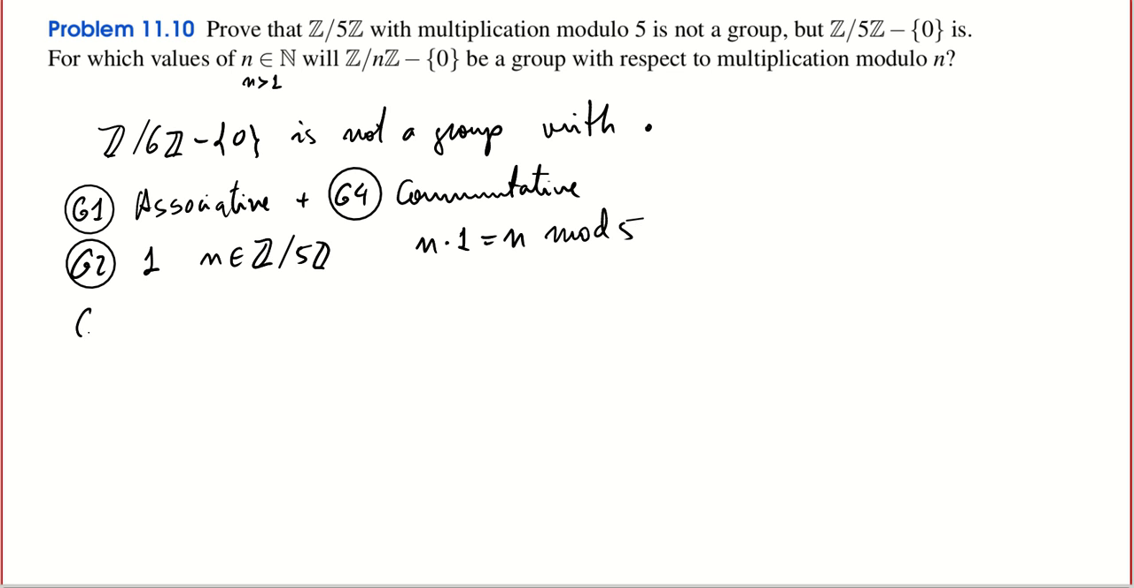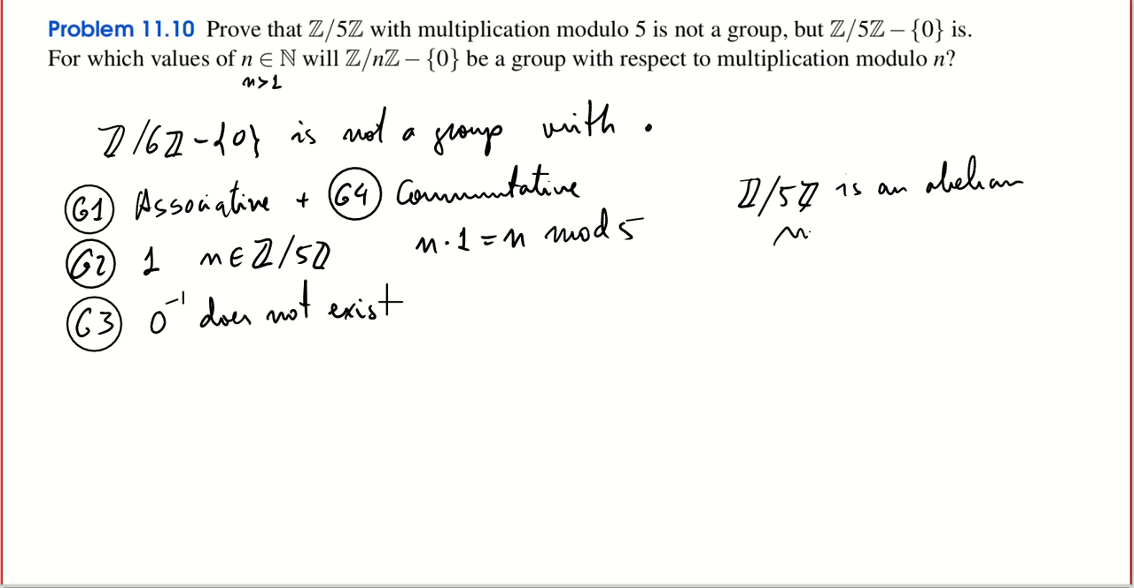However, what fails is the third property, which is the existence of an inverse, because the inverse of 0 does not exist. All right, so Z over 5Z is an abelian monoid with respect to multiplication. Okay, right, but the second part is, okay, suppress the 0, right? So remove this 0 here. And what about the rest? Is the rest a group with respect to multiplication?